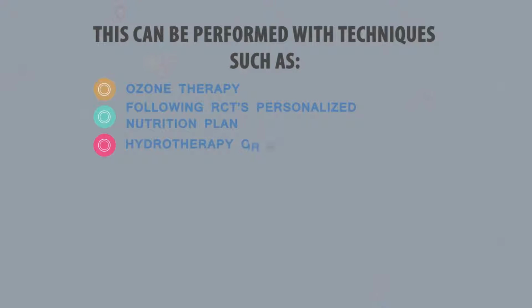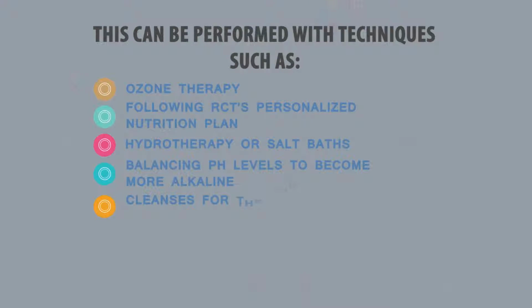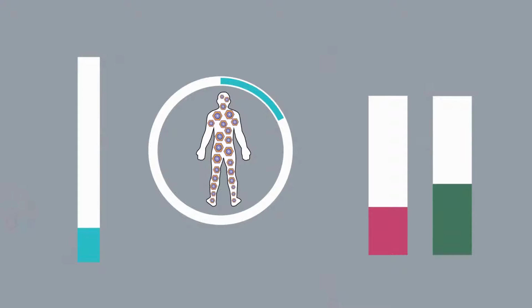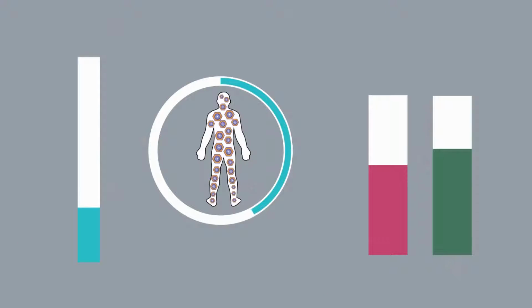This can be performed with the help of techniques such as ozone therapy, following RCT's personalized nutrition plan, hydrotherapy or salt baths, balancing pH levels to become more alkaline, cleanses that allow the body to drain toxins, increasing or starting daily physical exercises, eliminating toxin intake, such as alcohol and tobacco. All of these will prepare our body to process the treatment more effectively.